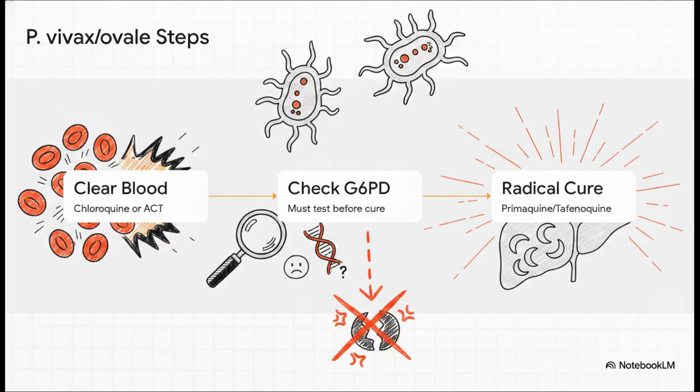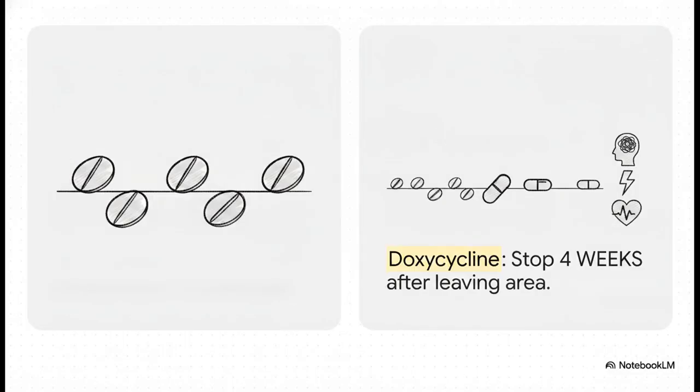Now let's look at the workflow for P. vivax and P. ovale. This is a mandatory 3-step process. Step 1, you clear the blood stage with chloroquine or an artemisinin-based combination therapy. Step 2, you must check the patient's G6PD status. Why? Because of Step 3, administering primaquine or tafenoquine for that radical cure of the liver hypnozoites we talked about. If you skip Step 2 and give primaquine to a G6PD deficient patient, you are going to cause massive, life-threatening hemolysis.